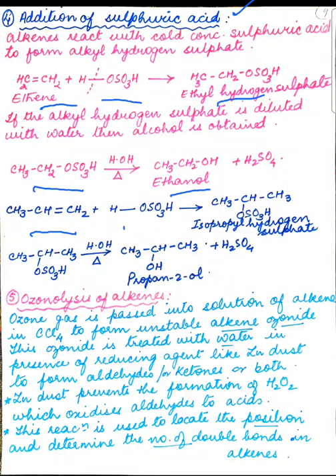Next example is of propene. Propene reacts with sulfuric acid to form isopropyl hydrogen sulfate, and this isopropyl hydrogen sulfate is diluted with water to give propan-2-ol.